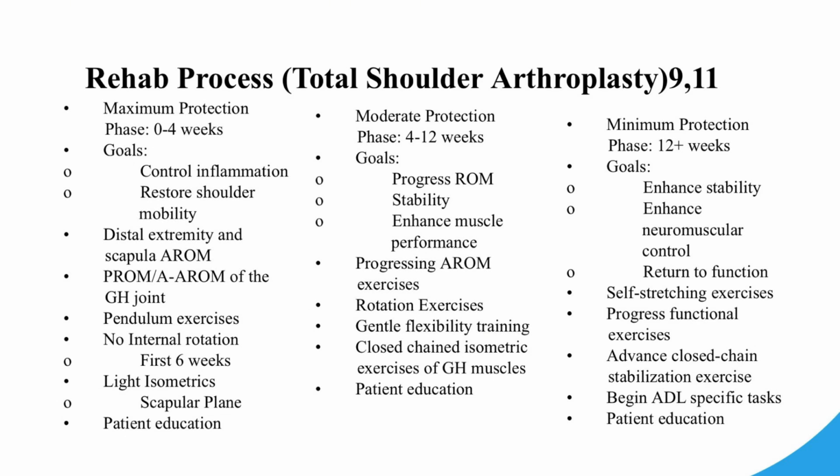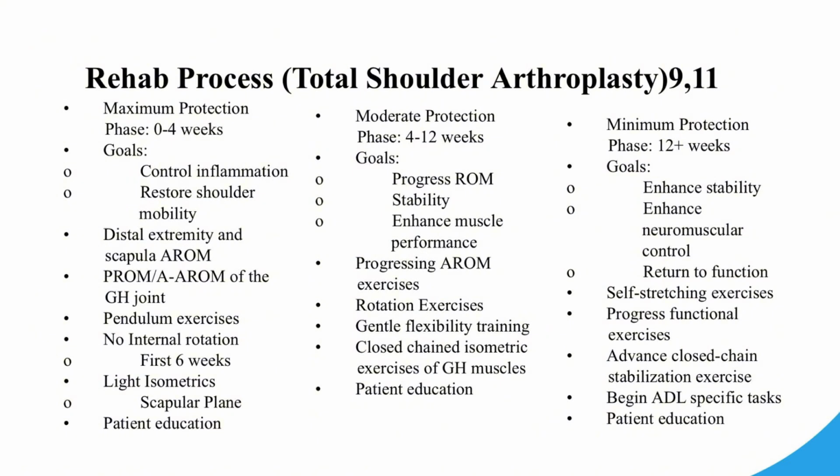It also said to avoid internal rotation. Your subscapularis is in a vulnerable state after this surgery, so you want to avoid any internal rotation that could possibly damage your subscapularis. Now as far as the mild protection phase, that's about 4 to 12 weeks. The goals are to progress range of motion, stability, and enhance muscle performance. That would include rotation exercises, flexibility training, and closed chain isometric exercises.